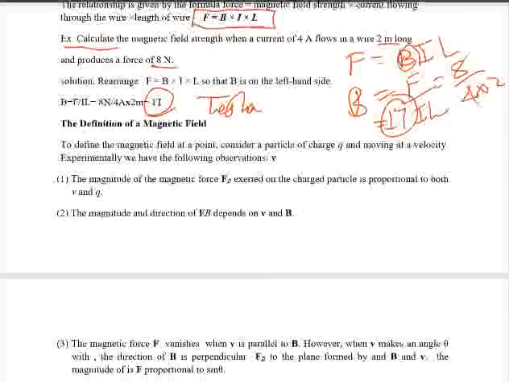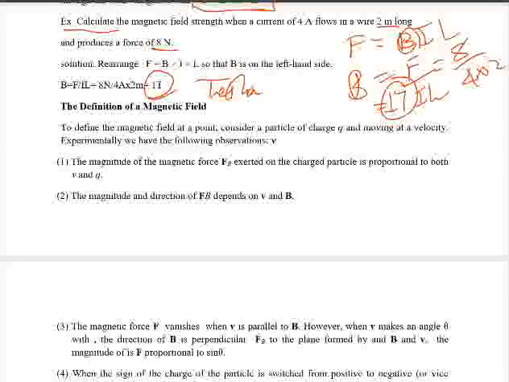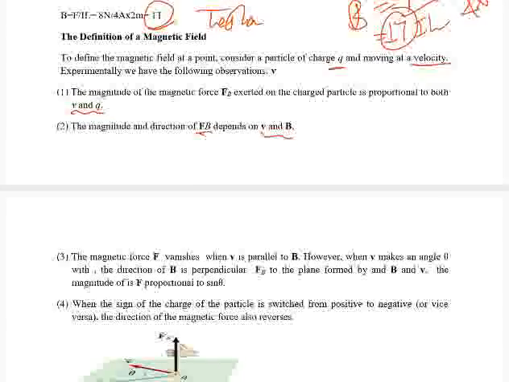The other thing is the definition of magnetic field. As I said, a magnetic field is a region where a magnetic force is experienced. To define the magnetic field at a point, consider a particle Q moving at a velocity. Experimentally, we have the following observations. The magnitude of the force exerted on the charge is proportional to both V and Q, and the magnitude and the direction of the force depend on both the velocity and the magnetic field strength.